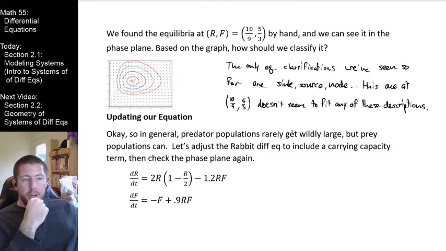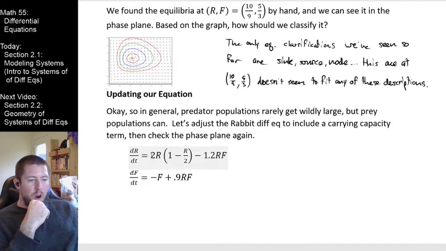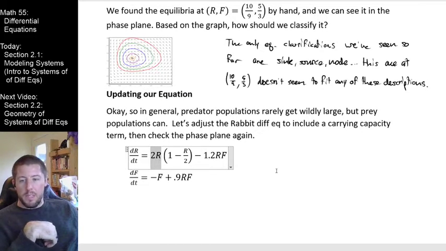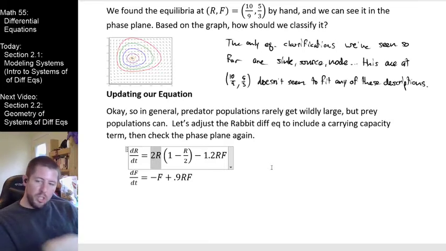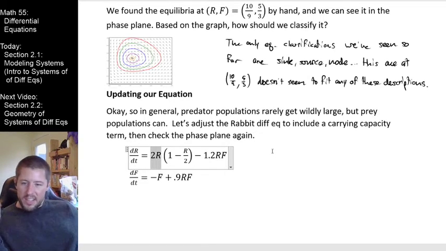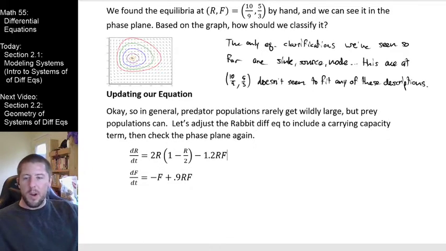So one thing we might want to do is update this equation, right? One thing that we know is that this 2r term is suggesting that with no foxes, the rabbit population would just grow exponentially. And we know that that's not really appropriate, right? So we already know how to fix this. It's typically the case that predator populations very rarely just get massively large, but it can be the case that prey populations get very large.